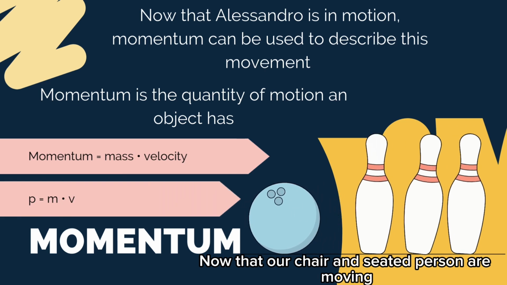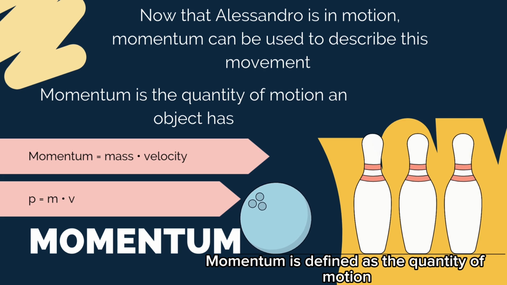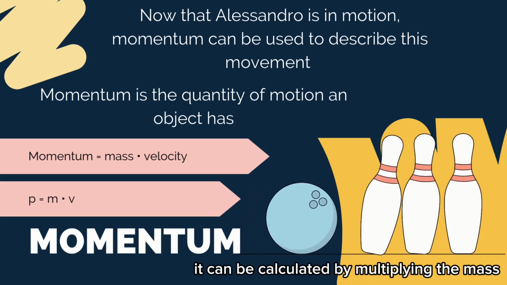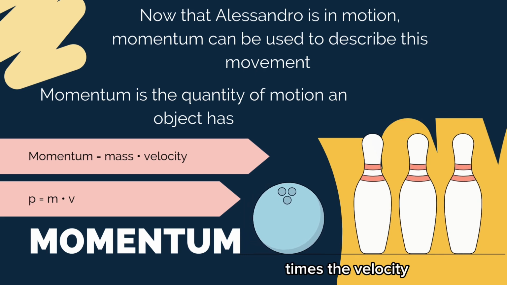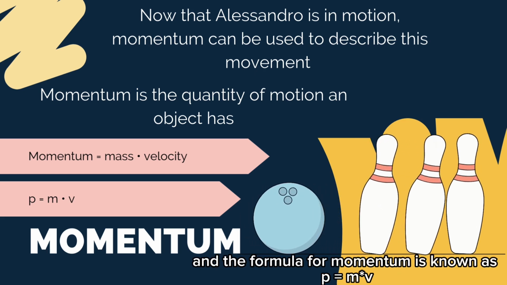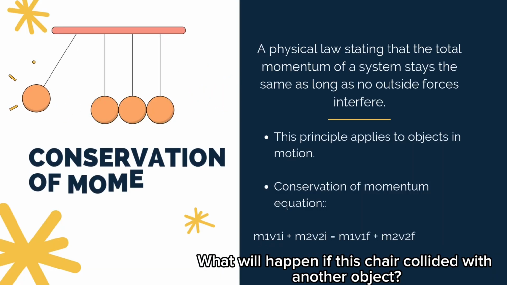Now that our chair and seated person are moving, let's introduce momentum. Momentum is defined as the quantity of motion an object has. It can be calculated by multiplying the mass times the velocity, and the formula for momentum is known as P equals m times v. What will happen if this chair collided with another object?